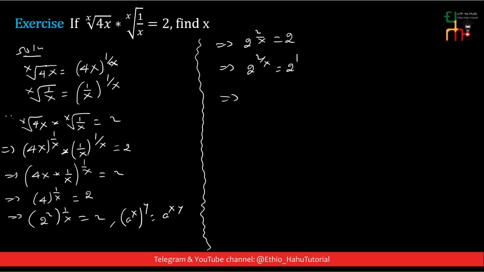This implies, since they have the same base, 2 over x is equal to 1, because a to the power of x is equal to a to the power of y means necessarily x is equal to y. And this implies x is equal to 2.